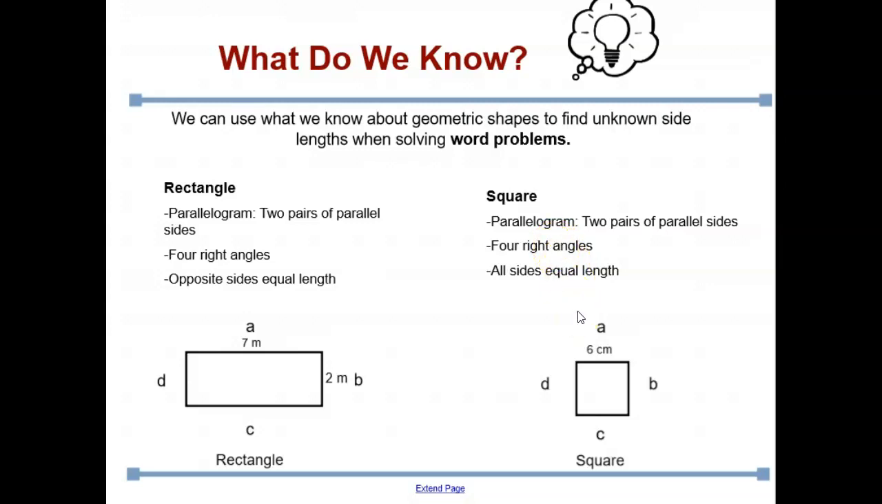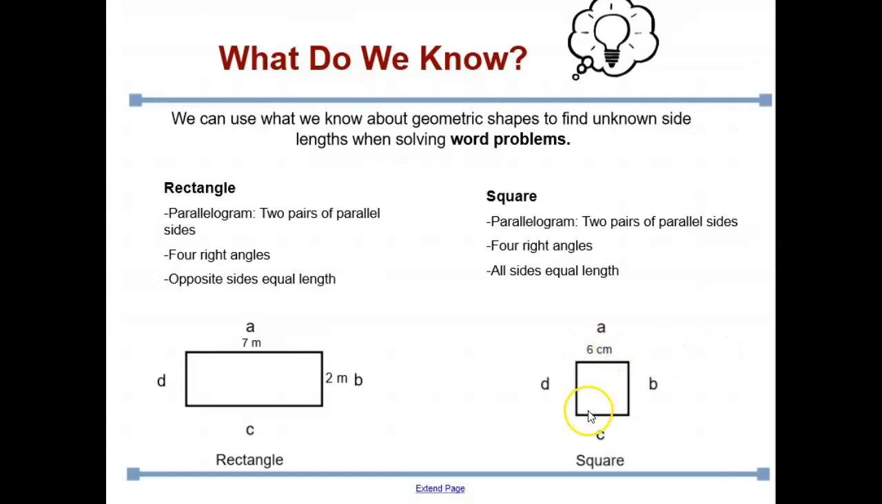So I would like you to pause the video and draw both of these quadrilaterals, and would you please label all of the rectangle side lengths and all of the square side lengths? Wonderful job. Were you able to tell me that for this rectangle, I know that side C would be 7 meters because side A is 7 meters, and we know that they're equal because opposite side lengths are equal. If this side length, side B, was 2 meters, what would side D be? Wonderful, it would also be 2 meters.